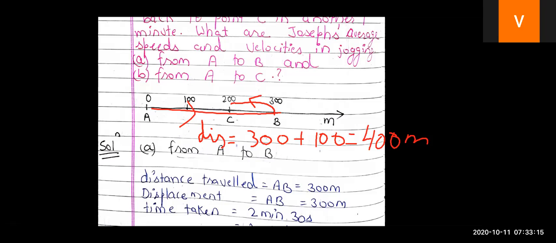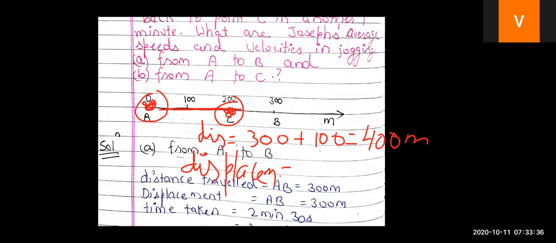But what is the total displacement? Displacement is the shortest distance between initial point and final point. So children, which one is the initial point? A is the initial point. And which one is the final point? C is the final point. So what is the shortest distance between them? This is 200. So your total displacement is 200 meter. And the time is the same, children. That is 2 minutes 30 seconds, what they have given us in the question, which is equal to 150 seconds.